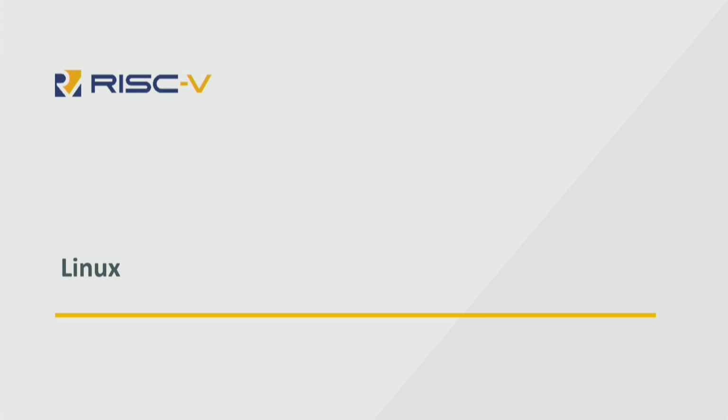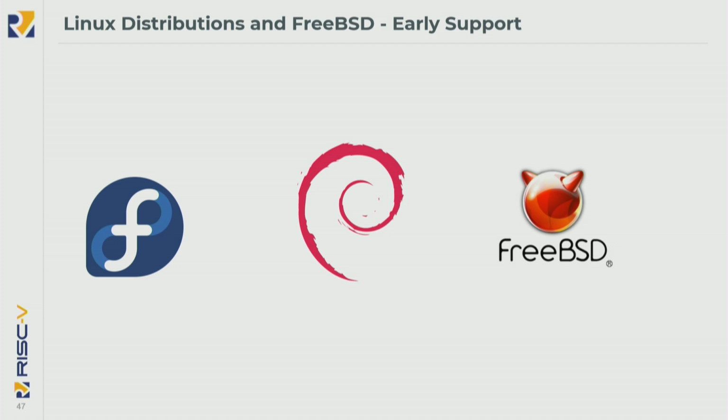So that's pretty much where the embedded space is. But now I'm going to jump down a bit into Linux. And as you're probably already aware, after having RISC-V support in the Linux kernel already, there have been 2 RISC-V Linux projects that have been worked on.